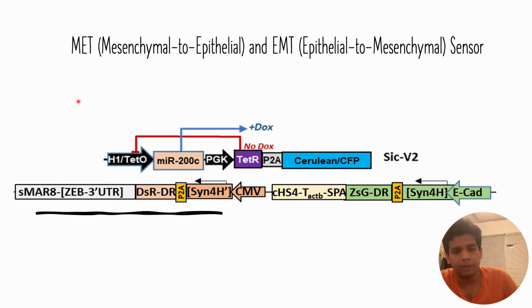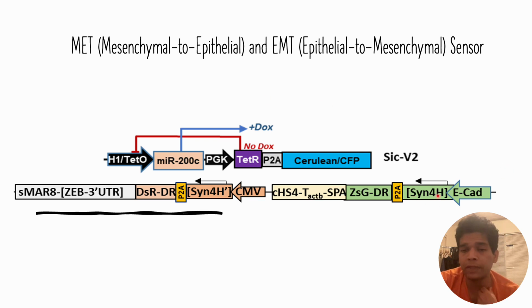One site is the sensor, which it will disrupt, and also it will disrupt the actual ZEB1 protein. And when the ZEB1 protein gets disrupted, the suppression of the epithelial genes will not occur, and E-cadherin is one of the proteins of the epithelial genes, so it will start to translate. And when E-cadherin starts to translate, Syn4H will also translate along with the destabilized green fluorescent protein, so that we will start to see the green signal, which indicates that the cells are closer to epithelial-like characteristics.